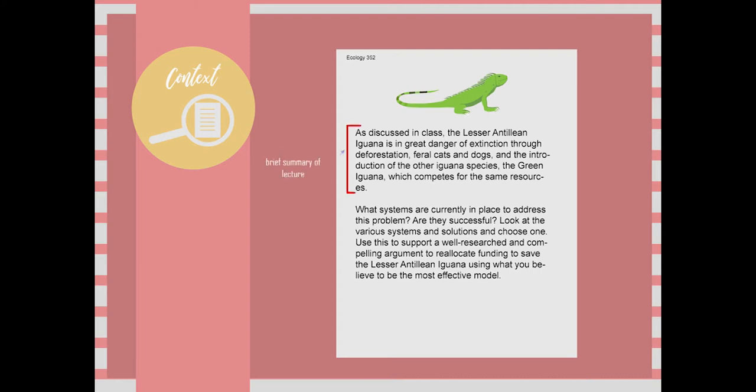Many assignments set the stage with some context or background information. In this example, the assignment begins with a brief summary of the class lecture about the endangered species status of the lesser Antillean iguana. Other common parts of an assignment sheet include prompts from your instructor to focus your writing and direct questions to be answered. What systems are currently in place to address this problem? Are they successful? Look at the various systems and solutions and choose one. Use this to support a well-researched and compelling argument to reallocate funding to save the lesser Antillean iguana using what you believe to be the most effective model.